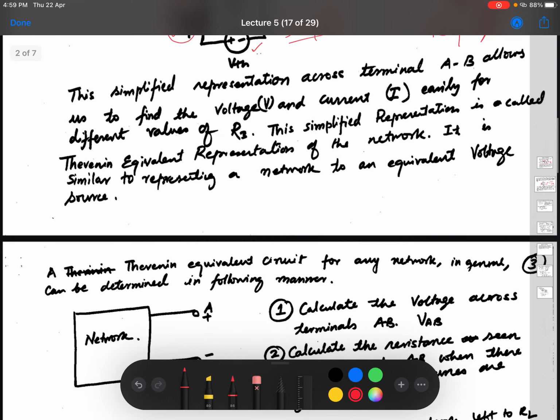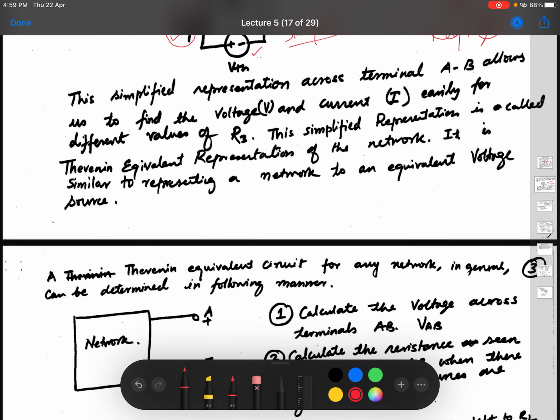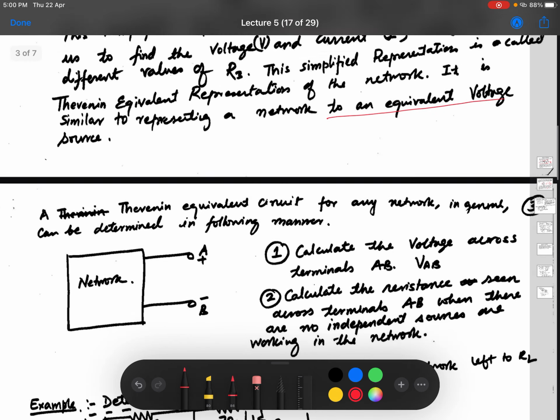Okay, now the issue is how this simplified representation, or the Thevenin representation of a circuit, is done. That is how this equivalent voltage, or Thevenin voltage, is found out, and how this equivalent resistance is found out. So there are 2 points here.